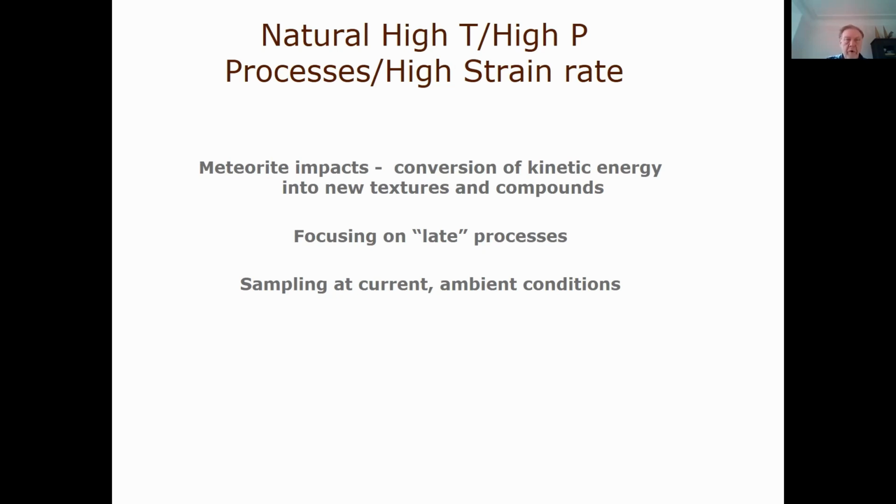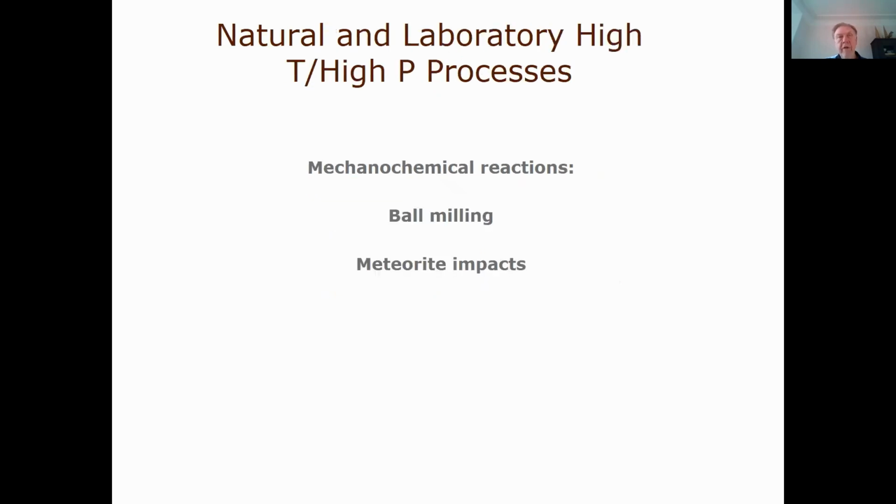As I said before, I'm focusing on what I refer to as late processes. That means they may, of course, have started early, but I think of them as we are able to sample the impact at a very late stage. And that, of course, is very much emphasized in that we are actually physically sampling at the current ambient condition of the surface of the Earth.